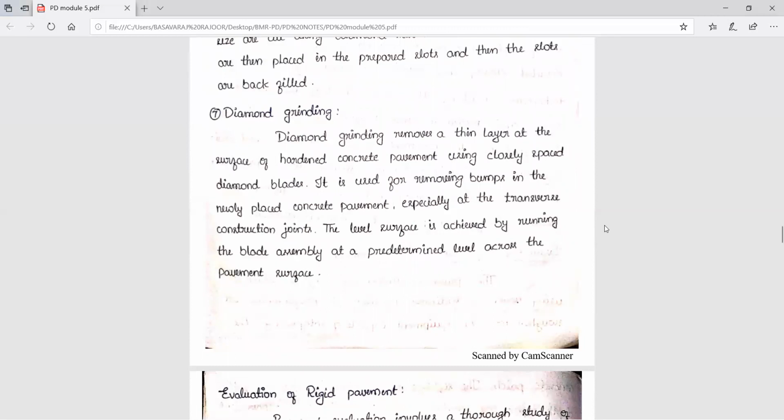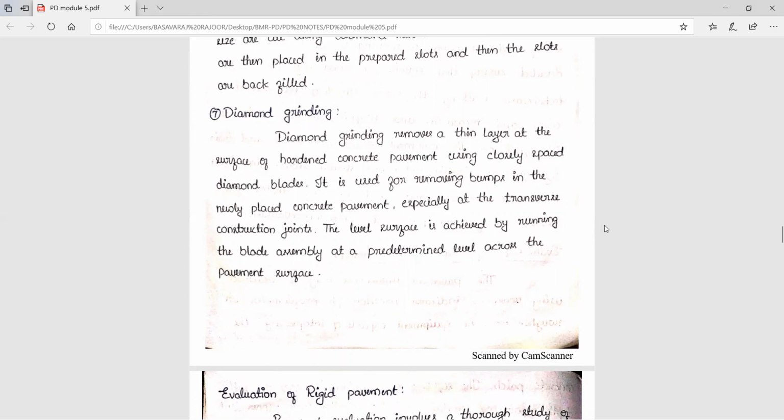Next one is diamond grinding. Diamond grinding removes a thin layer at the surface of hardened concrete pavement using closely spaced diamond blades. It is often used to restore or improve rideability of pavement. It is also used for removing bumps in the newly placed concrete pavement, especially at the transverse construction joints.